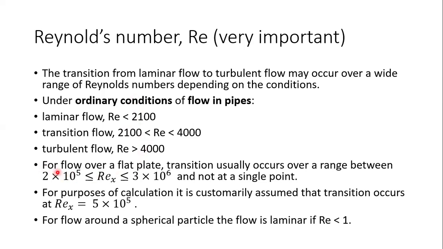So these are just very common values we use, right? But if you look at the points here, see that for flow over a flat plate, transition usually occurs over a range between 2 times 10 to the power 5 and 3 times 10 to the power 6. And it doesn't only occur at a single point. So flow over a flat plate does not work with the values you use for pipes. Just take note of that. The values that you would use will depend on what you're dealing with, whether it is a pipe, a flat surface, or even a sphere. So if you look at the last point here, see that for flow around a spherical particle, the flow is laminar if Reynolds number is less than 1, right?